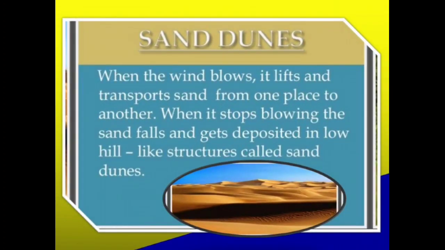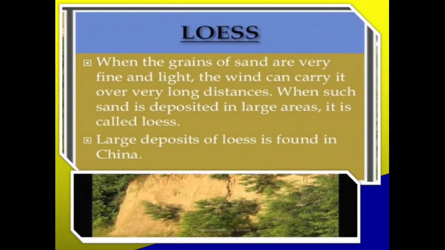One of the most important features formed by wind is sand dune. When the wind blows, it lifts and transports sand from one place to another. When it stops blowing, the sand falls and gets deposited in low hill-like structures. These structures are called sand dunes. Children, do you know when sand gets deposited in a larger area, it is called loess.